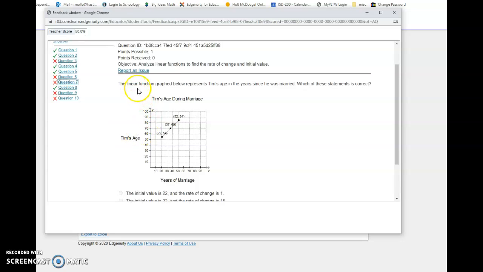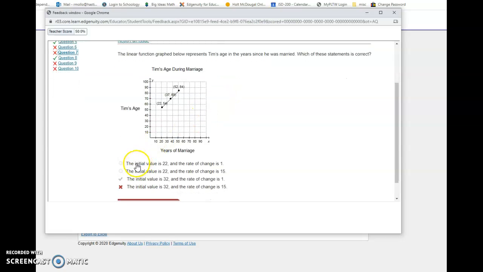Okay, this one, the linear function graph below represents Tim's age in years since he was married. Which statement is correct? So initial value means when did it start? So when did he get married? Again, a piece of paper or something can help. Draw your straight line. It looks like he got married a little after 30. So we're looking at one of these two. And then after that, we can see how much it goes up.